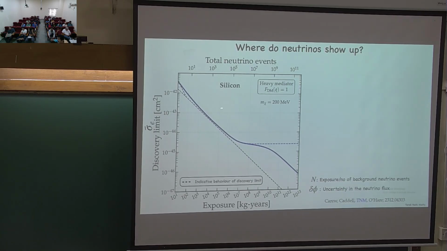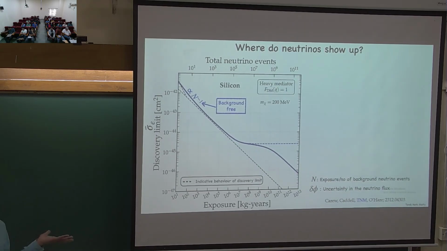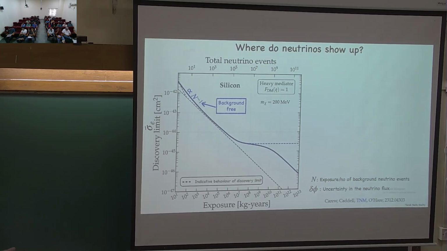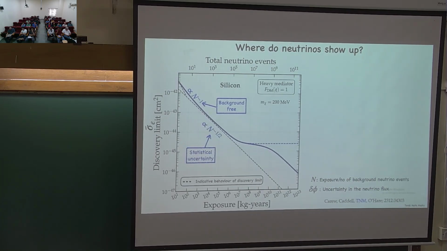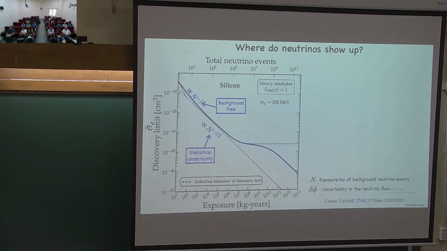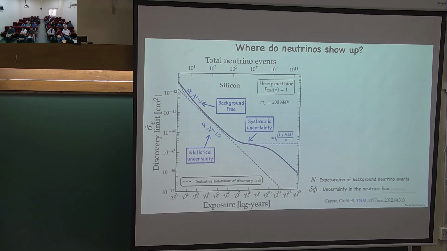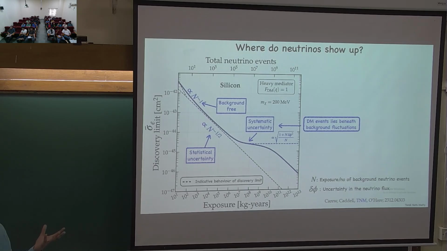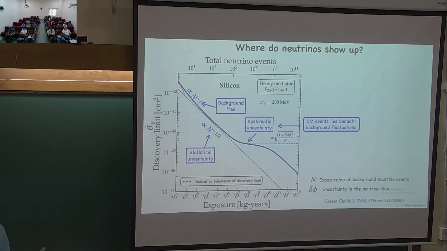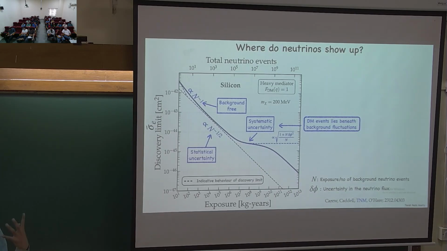Now the blue solid line that you could see over here is what we are getting from the numerical calculation, and the dashed lines are an indicative representation of those particular lines. So at the lowest exposure, this is a bit technical, your experiment is not seeing any neutrino events, so it's in the background free searches regime. As you keep increasing your exposure, it enters the statistical uncertainty dominated regime, and as you increase your exposure further, it enters a systematic uncertainty dominated regime, where your dark matter events are producing less than what could be produced by background fluctuation from the neutrinos.